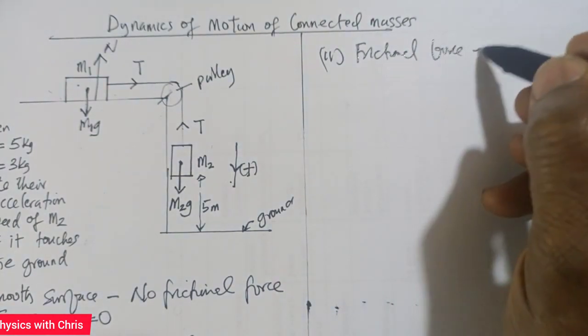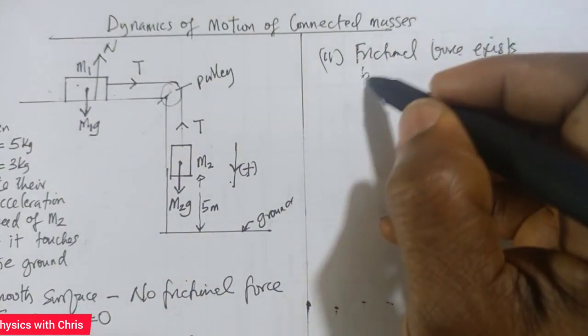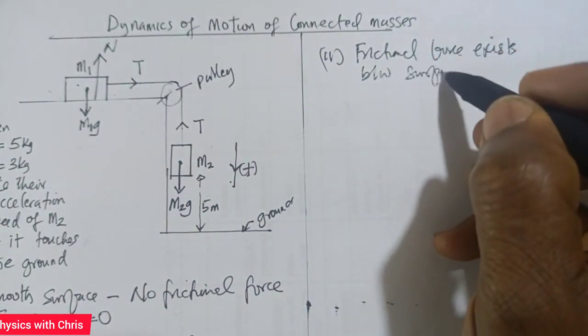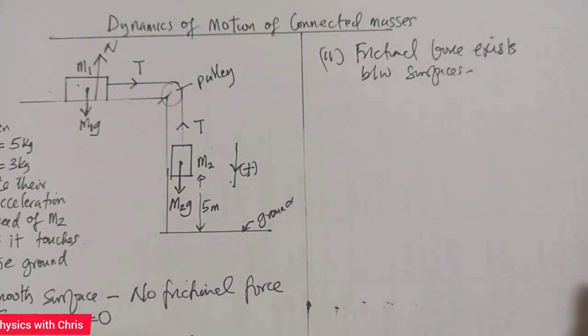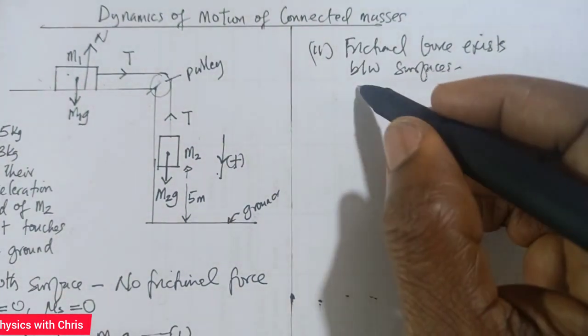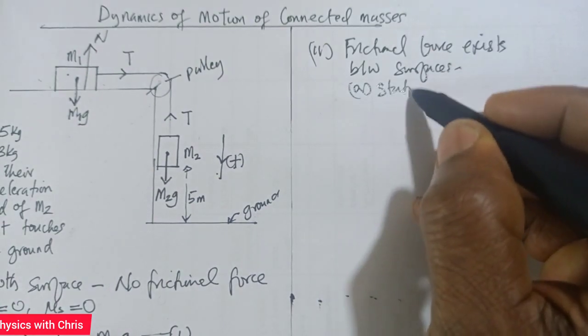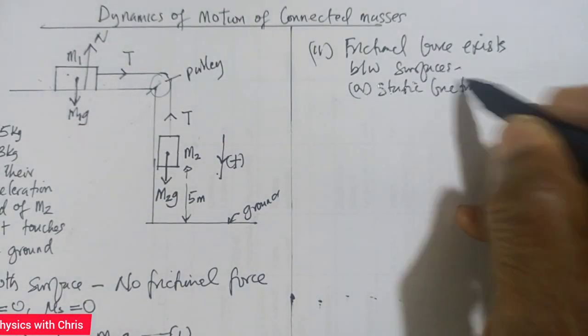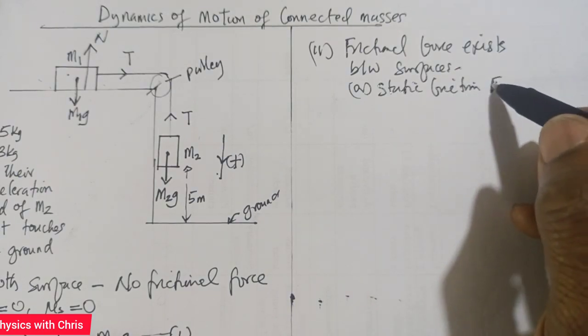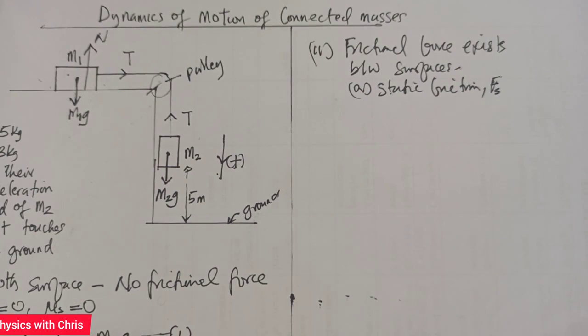Frictional force exists between the surfaces. Okay, so we want to derive a formula for the static frictional force that exists between the two surfaces. I call that Fs. Recall that static frictional force is also the maximum frictional force, the limiting frictional force, the maximum force that must be overcome just before a body is set into motion. So before a body can move for the first time, that force must be overcome.